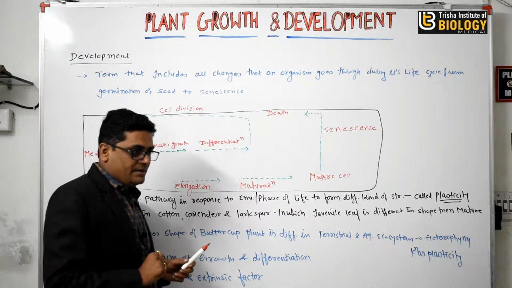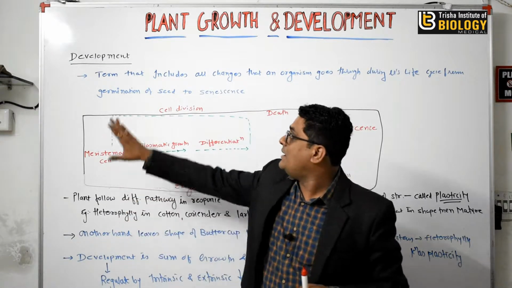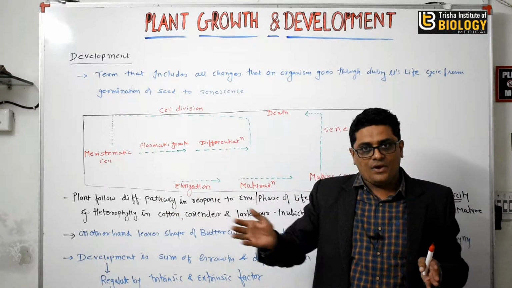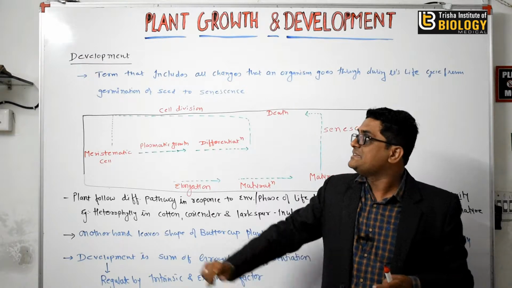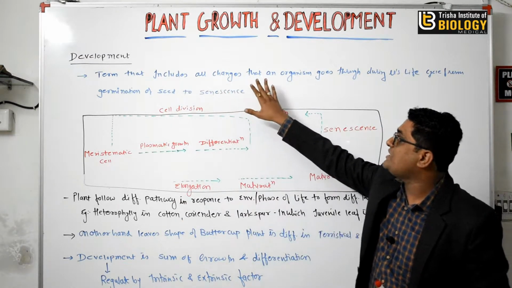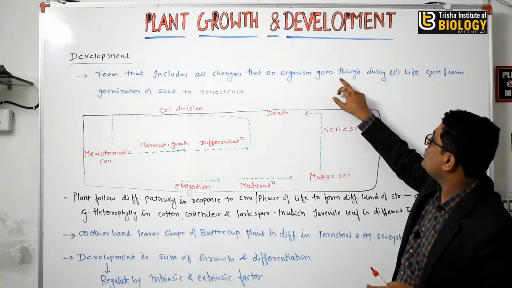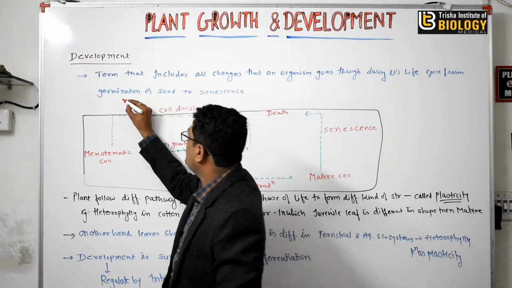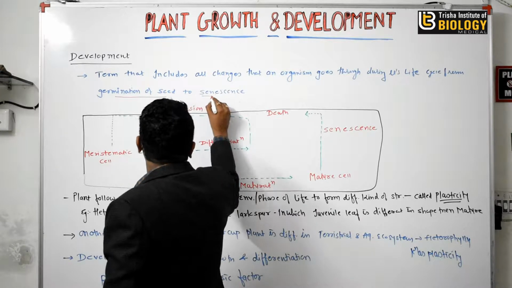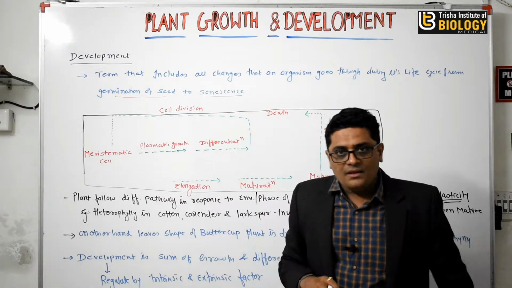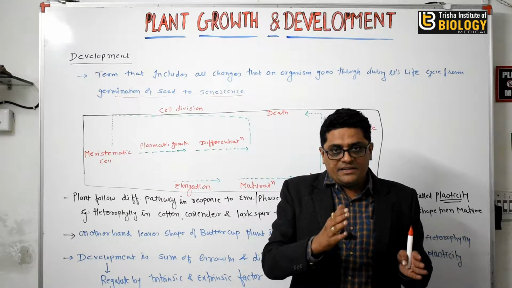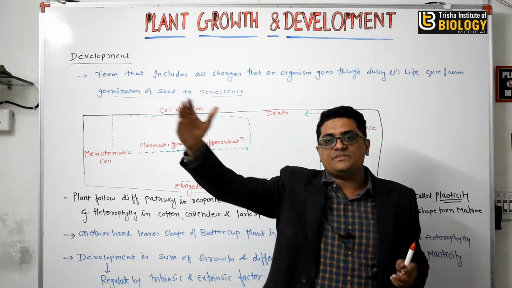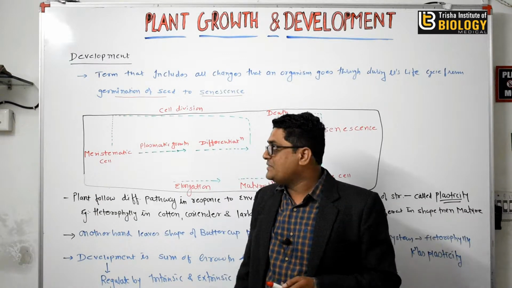Now, what is development? Development is a term that includes the whole process from seed germination to senescence. It includes all the changes that an organism goes through during its life cycle, from seed germination to senescence. Senescence means the death phase.